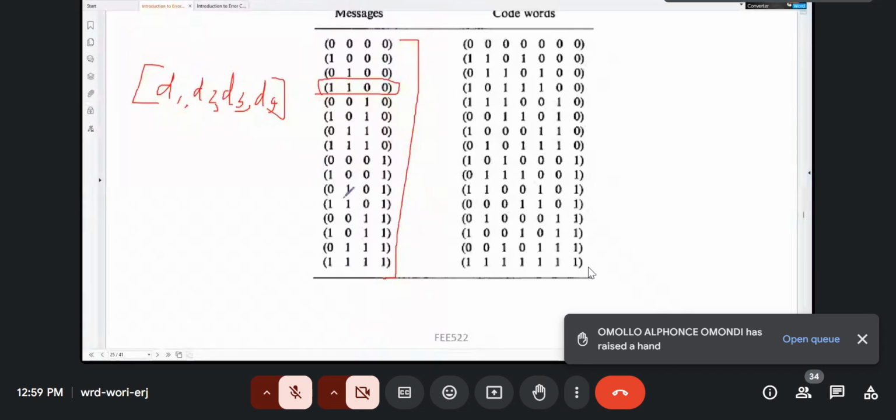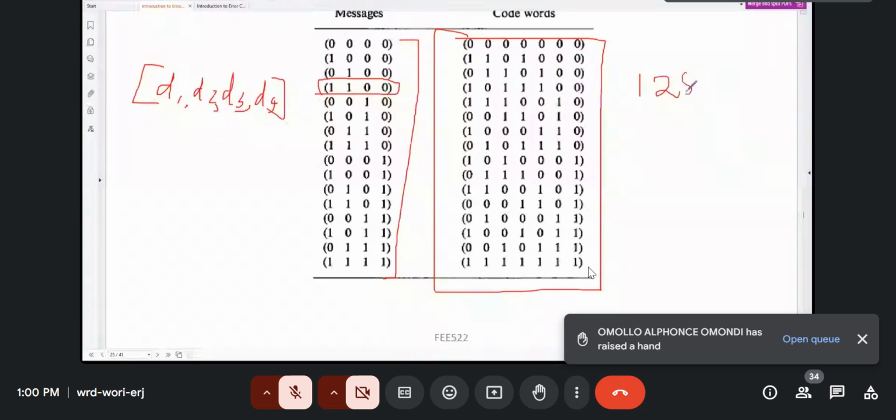And when it is one of these, if nothing goes wrong, whatever is received is one of these. These are the only possible 16 code words if there is no error. The other possibilities are 128 minus 16, because you have 7 bits, and 7 bits can be arranged in 128 ways. But only 16 are what we call valid code words. The other 112 are not valid.